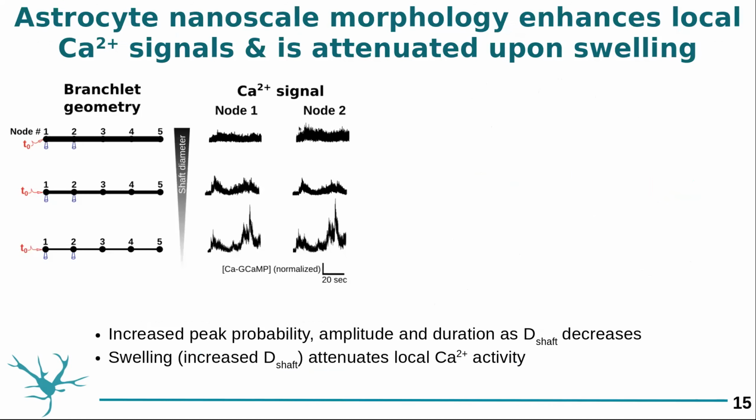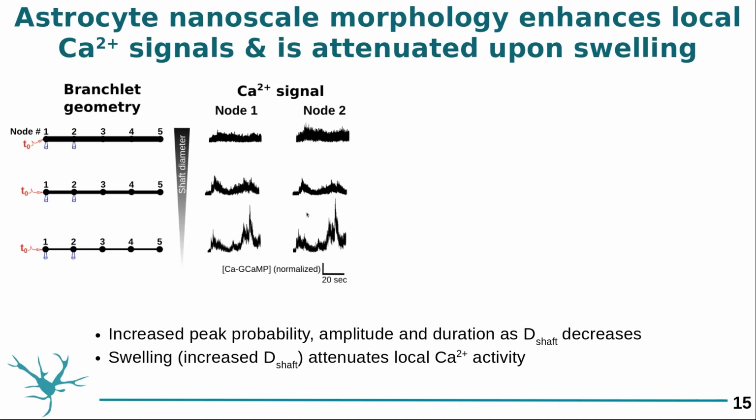We then investigated the effect of the various shaft widths on calcium activity in the nodes. And to do so, we have simulated neuronal stimulation on the first node, while recording calcium activity in both node 1 and 2. And you can see here the calcium traces with different shaft diameters. And what we showed is that as soon as you decrease shaft width, you increase peak amplitude, duration, and probability.